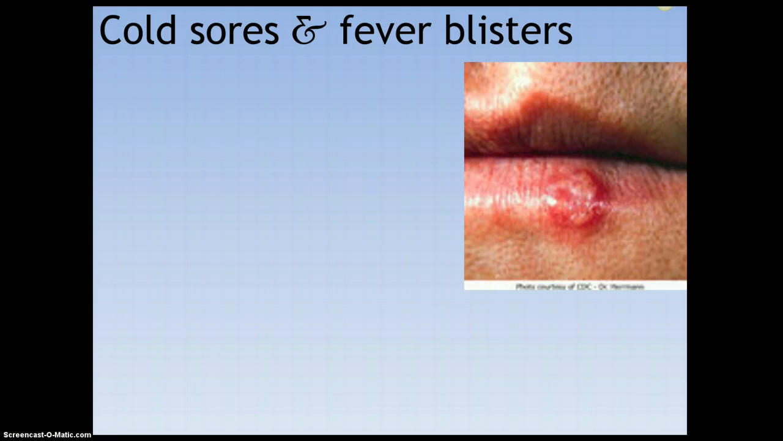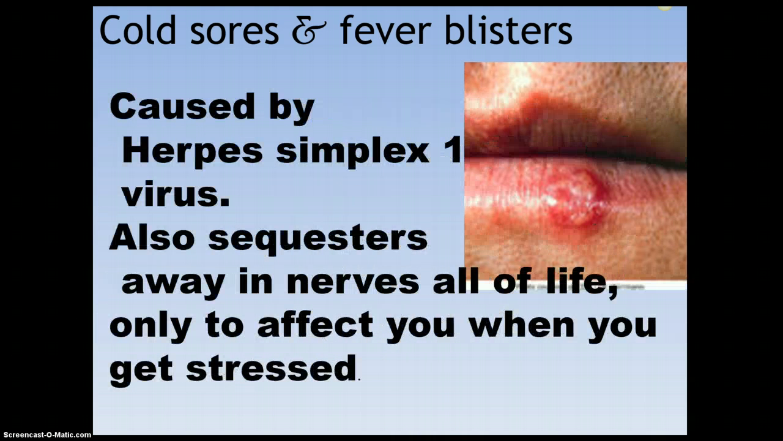Alright, cold sores and fever blisters. Right about now, life's getting stressful for both teachers and students. You see many teachers with cold sores and fever blisters. Again, once you have a cold sore, you always have it. It's caused by a virus. It's a herpes virus, herpes simplex 1. Again, once you have it, it's forever. It sequesters away in the nerve endings. You get stressed. It manifests itself on the lips, usually on the lips, sometimes inside the gum line, as these little blisters.